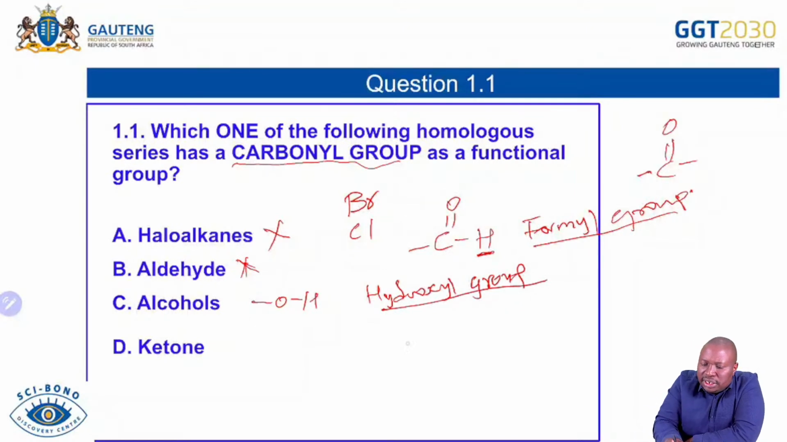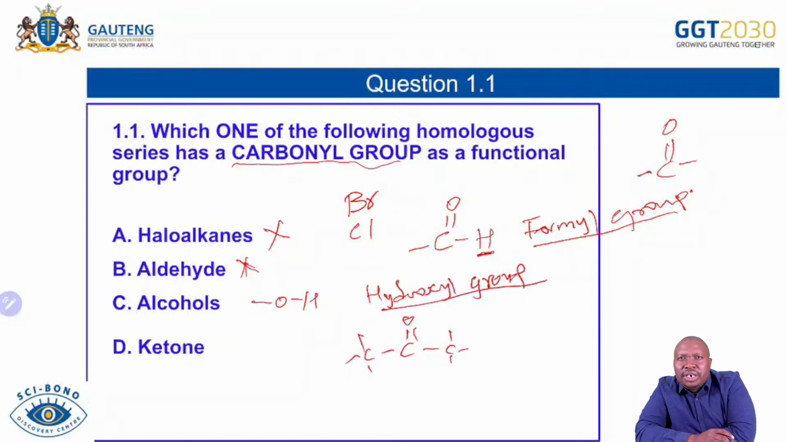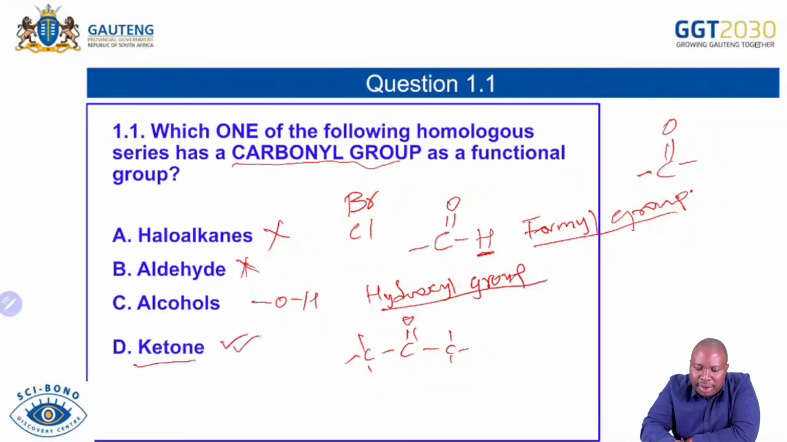A ketone is a C double bond O that is bonded to 2 carbons. So please understand that it's a C double bond O bonded to 2 carbons, and it's referred to as a carbonyl group. So you must know that a carbonyl group will be for ketones, but for aldehydes, it will be formyl group. So don't confuse the two. Our correct answer there will be option D.